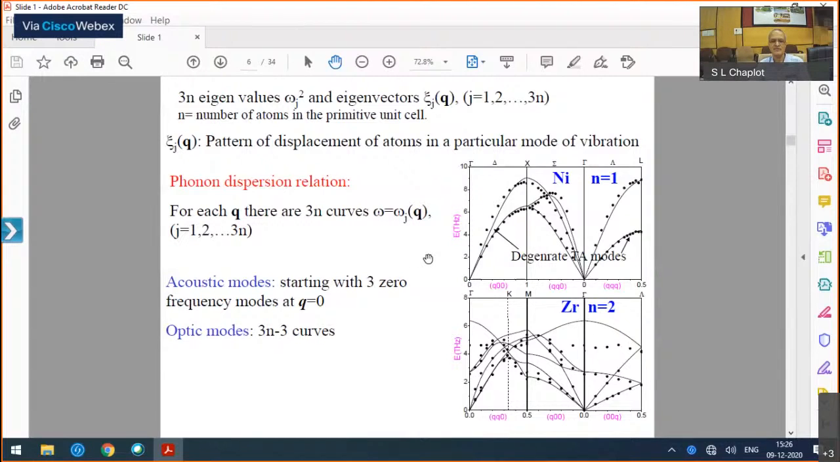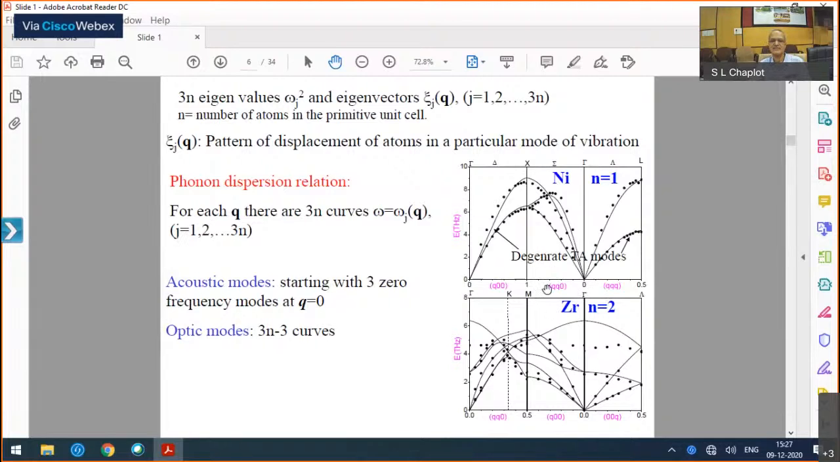And now if you plot it, for example, here is a plot for the Q. The wave vector is a vector in the reciprocal space in the Brillouin zone. So in the Brillouin zone, you can take any particular direction, for example, the 1, 0, 0 direction, and the Q may go from 0 to 1 or 0 to half or from 0 to the zone boundary, wherever it is.